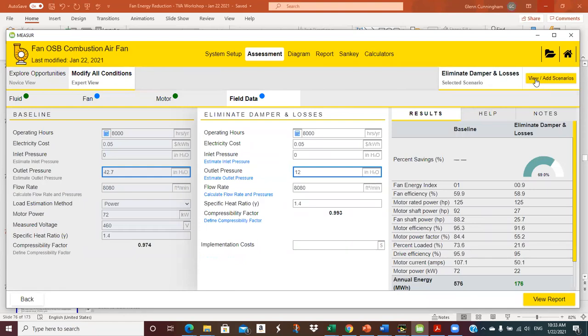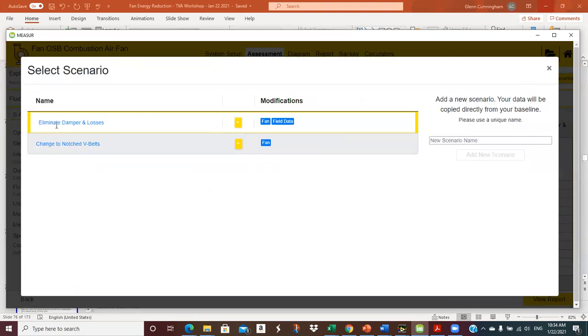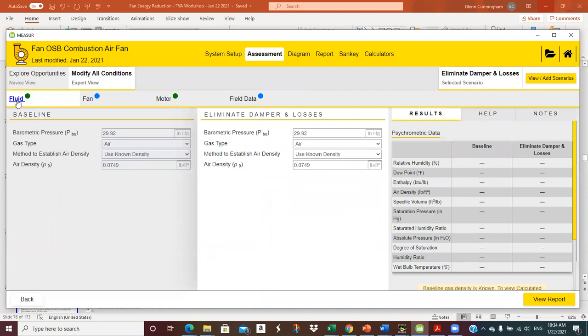And you see that I've already put some stuff in here. So you can view existing or add new scenarios. So see here, I had the eliminate damper and losses. So I'll just click on that and then it brings it up. And so then what you do is you can go through each one of these tabs. And so this would be your base case and this would be your modification that you want to run.